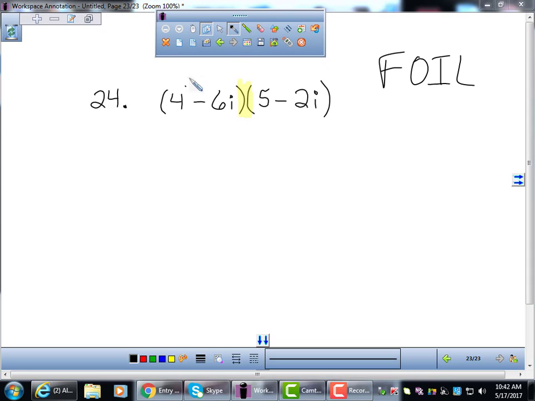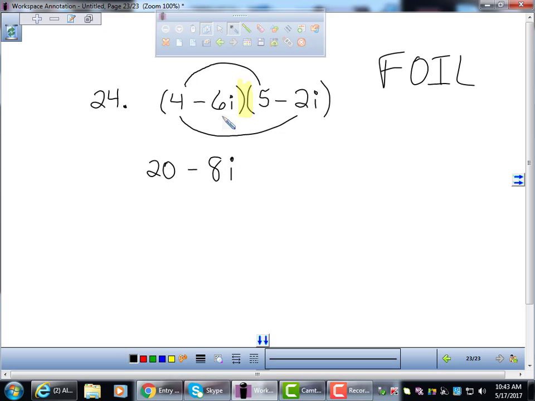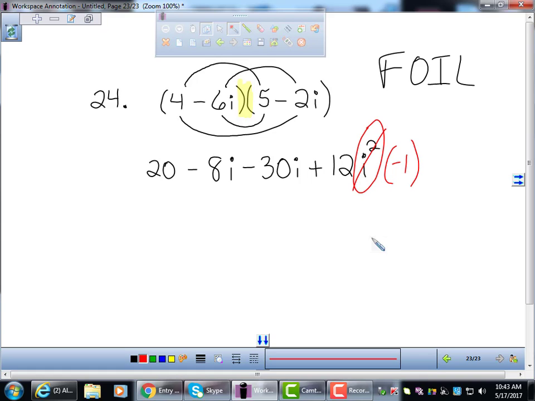Let's make a happy face. 4 times 5 is 20. 4 times the negative 2i is the negative 8i. Negative 6i times 5. Negative 6i times the negative 2i. That would be a positive 12i squared. And now bells go off in your head because you see i squared and you remember something about that. What do you remember about i squared? Negative 1. So it's always going to be a negative 1.